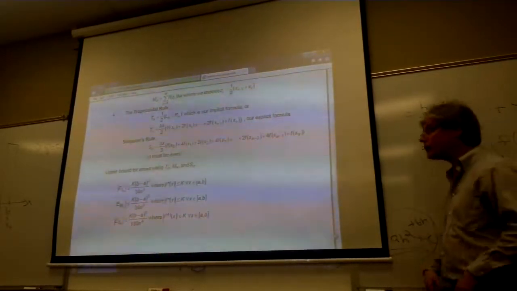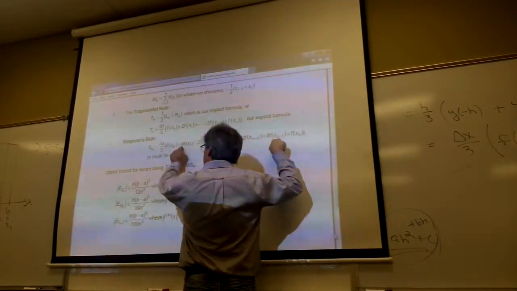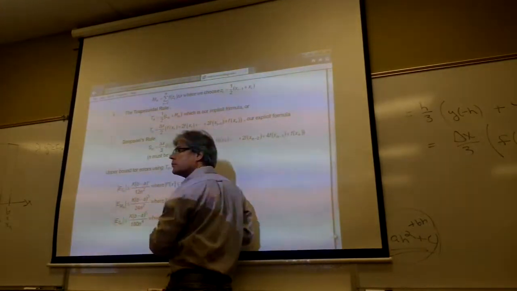That's where the pattern comes from. So again, go back to the pattern. Coefficients on the outside are 1. Next from the outside are 4s. Then 2s and 4s and 2s.